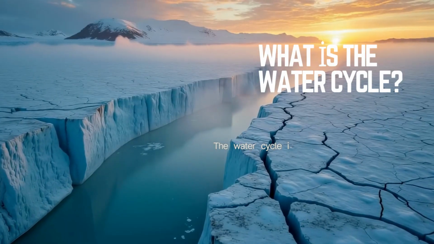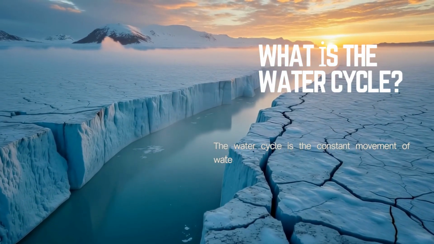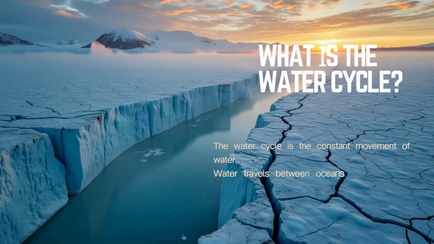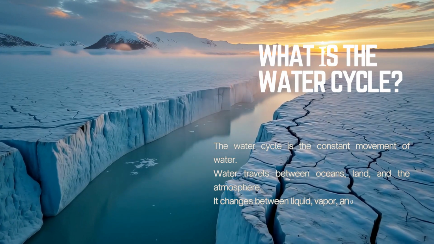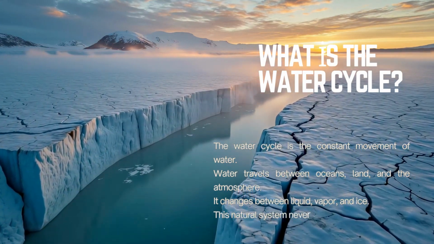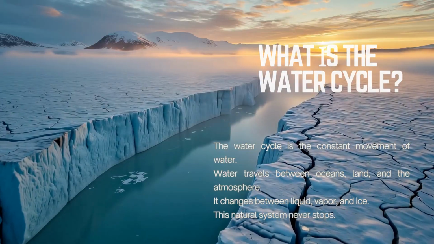The water cycle is the constant movement of water. Water travels between oceans, land, and the atmosphere. It changes between liquid, vapor, and ice. This natural system never stops.